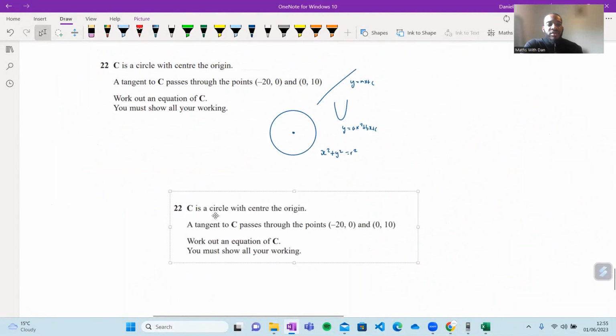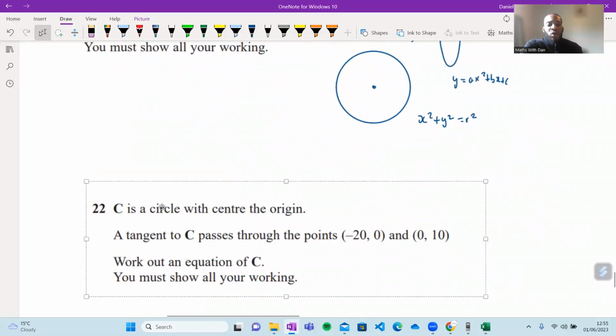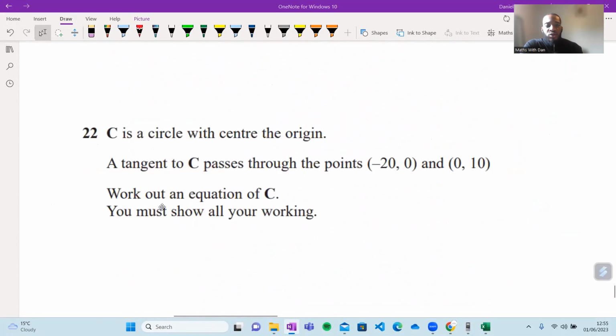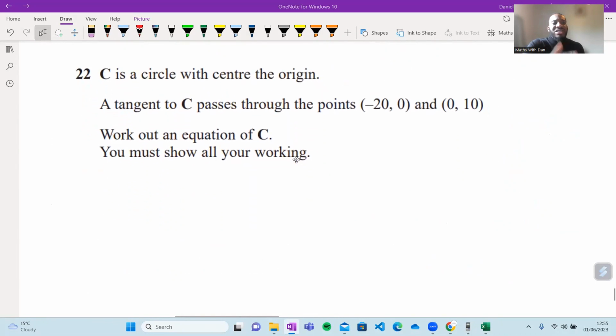All right, so we're doing the past paper. We're at the end, question 22. It says C is a circle with the center origin. A tangent to C passes through the points (-20, 0) and (0, 10). Work out an equation of C. You must show all your working.